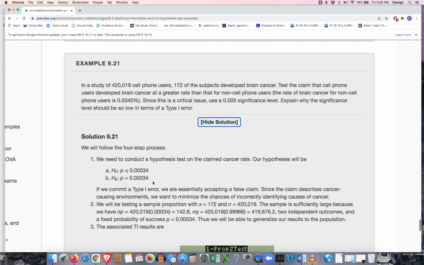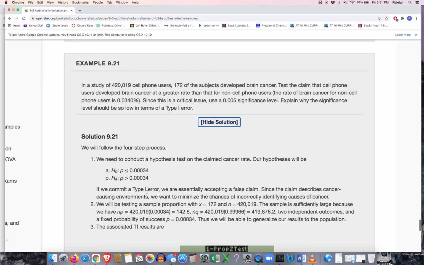Four-step process. We are interested in it being greater than the non-cell phone user rate. Here it is in percentage, or I'm sorry, proportion. Just put a couple of extra zeros in there, 0.00034. And the background null hypothesis is just equal to that number, or even less, but equals is sufficient. And even that leading zero is not necessary either.